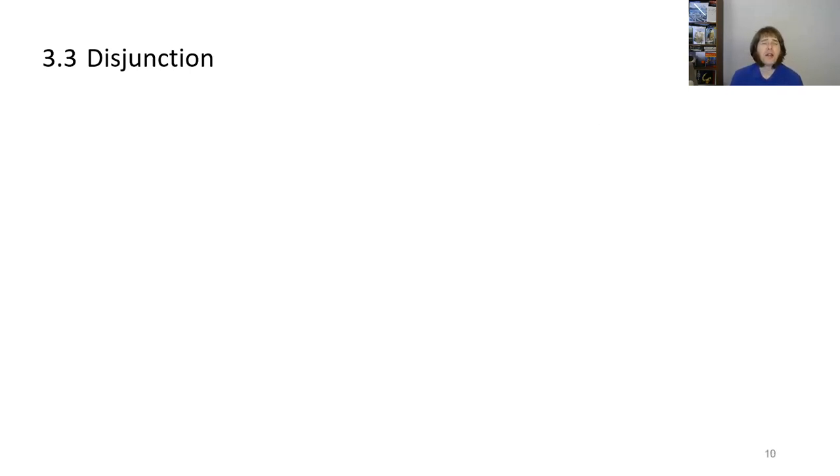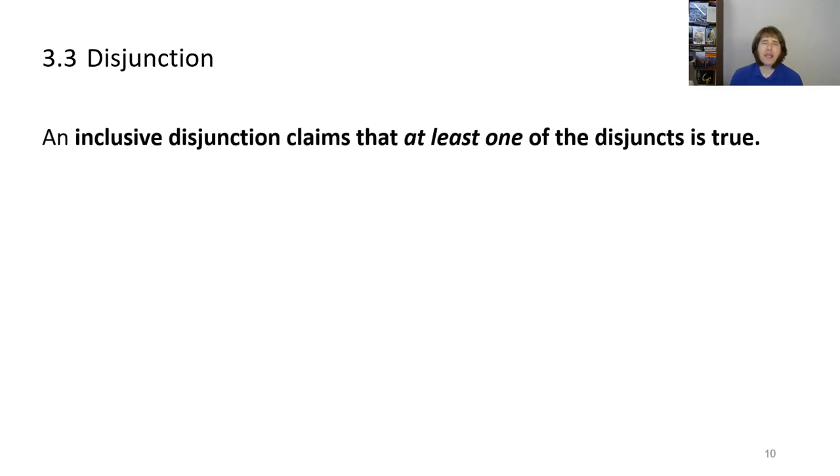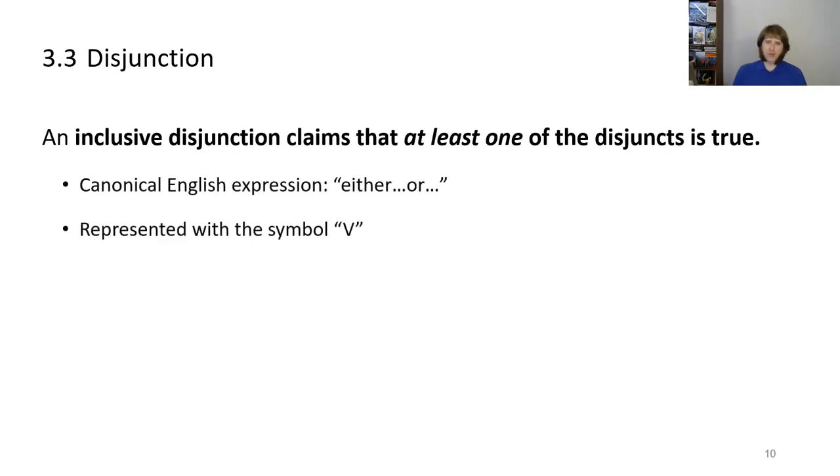So let's take a look at the truth table for the inclusive disjunction. What we're looking for on that table, and really the definition of the inclusive disjunction, is this. An inclusive disjunction claims that at least one of the disjuncts is true. So a disjunction is true when at least one of the disjuncts is true.